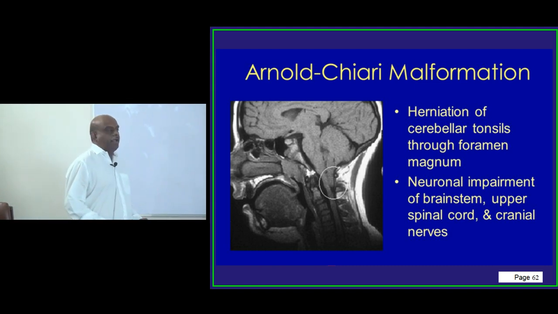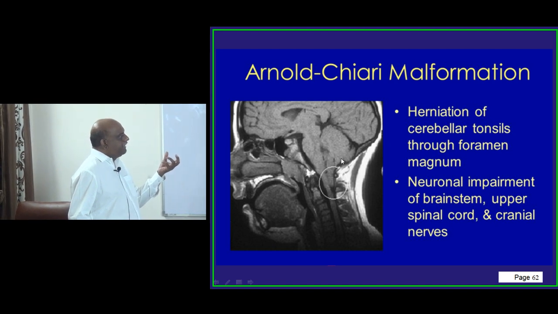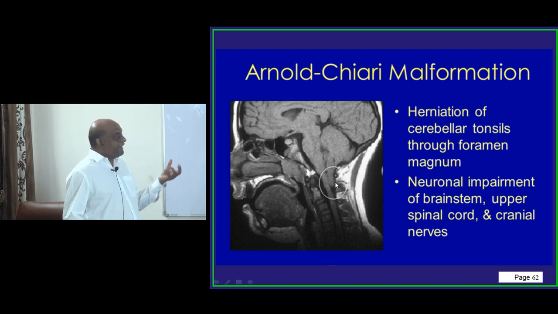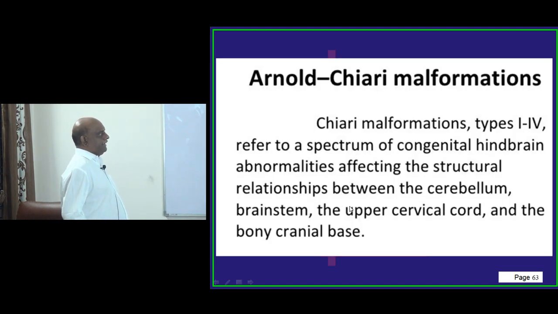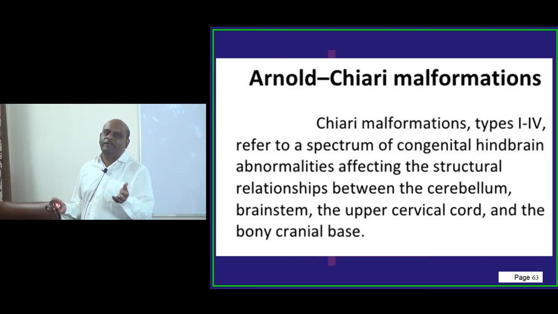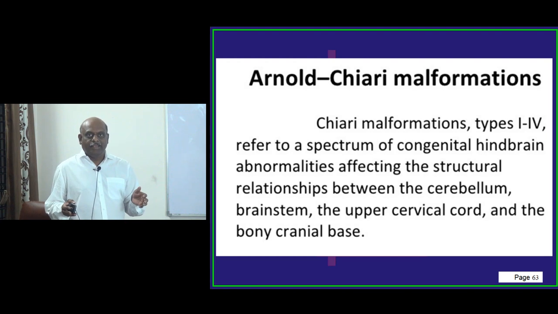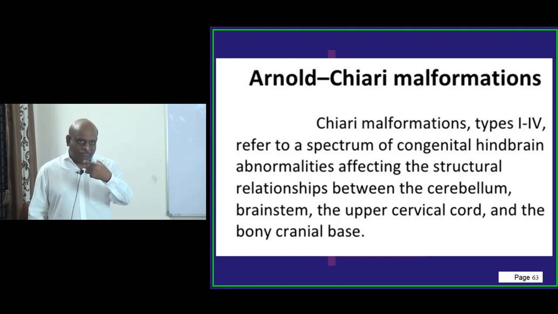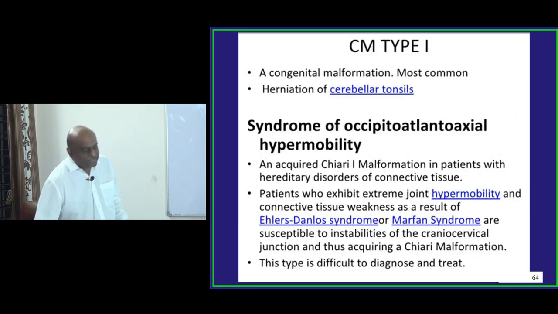Now, herniation of the cerebellar tonsils through the foramen magnum is a feature of Ernold-Chiari. The cerebellar tonsils will undergo herniation through the foramen magnum. Obviously, what structures can get affected? Typically the brainstem, the upper spinal cord, and the cranial nerves emerging from the brainstem all get affected in Ernold-Chiari malformation. To add misery to life, there is type 1, type 2, type 3, type 4 Ernold-Chiari. But all these are problems in the cerebellum, the brainstem, the upper cervical cord, and the bony cranial base, with the foramen magnum getting enlarged because of this cerebellar herniation. These are the important things to remember.